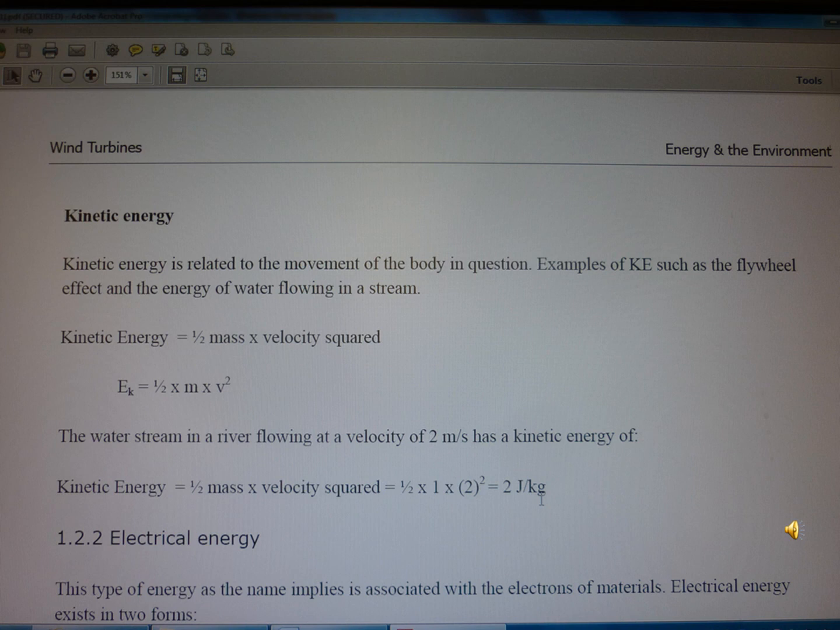So using the formula, half multiplied by mass multiplied by velocity squared, so half multiplied by 1 multiplied by 2 squared, so there are 2 joules per kilogram.